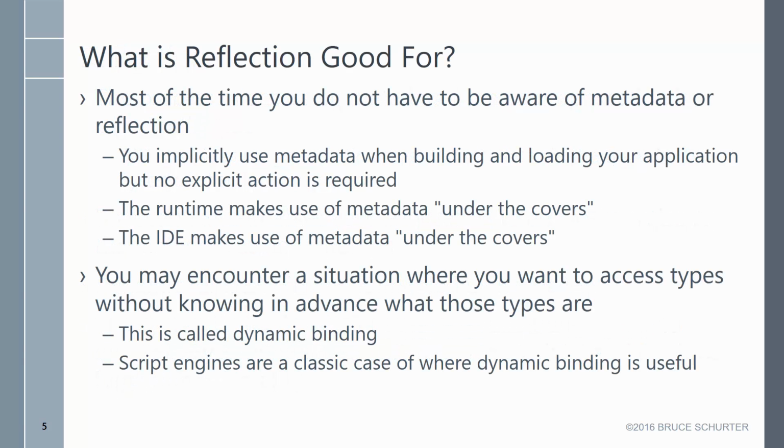So what is reflection good for? Most of the time, you're not even aware of the fact that reflection exists. The few times that you've used it up until this point are things like putting attributes on your objects. Now, you implicitly use the metadata when building and loading your application, but no explicit action is required. Because the CLR is looking for all of the assemblies that your application is going to use, and it uses reflection to do this.